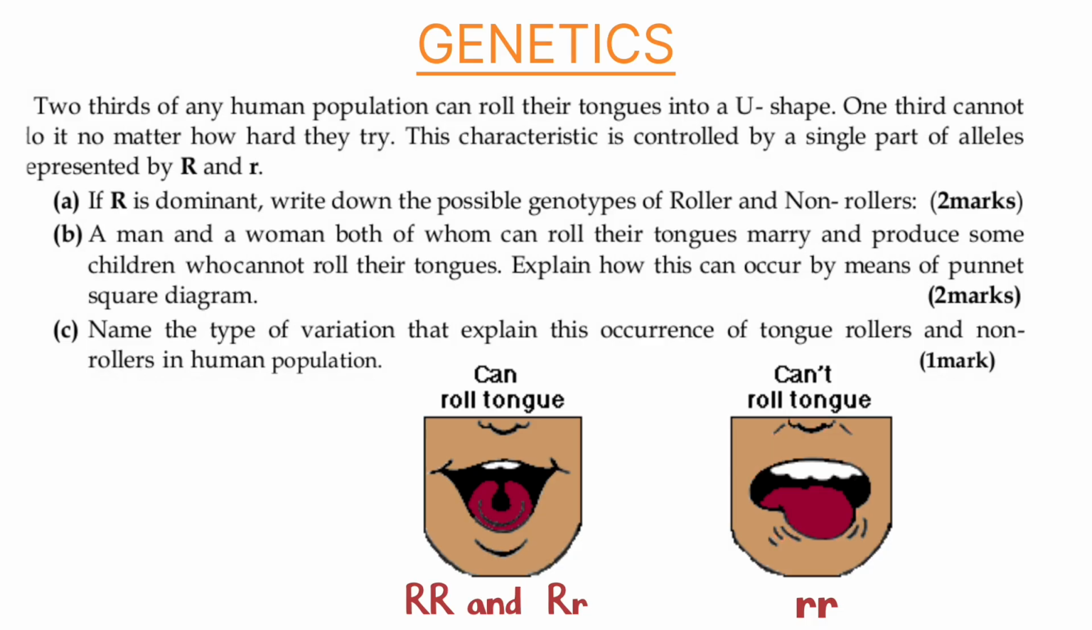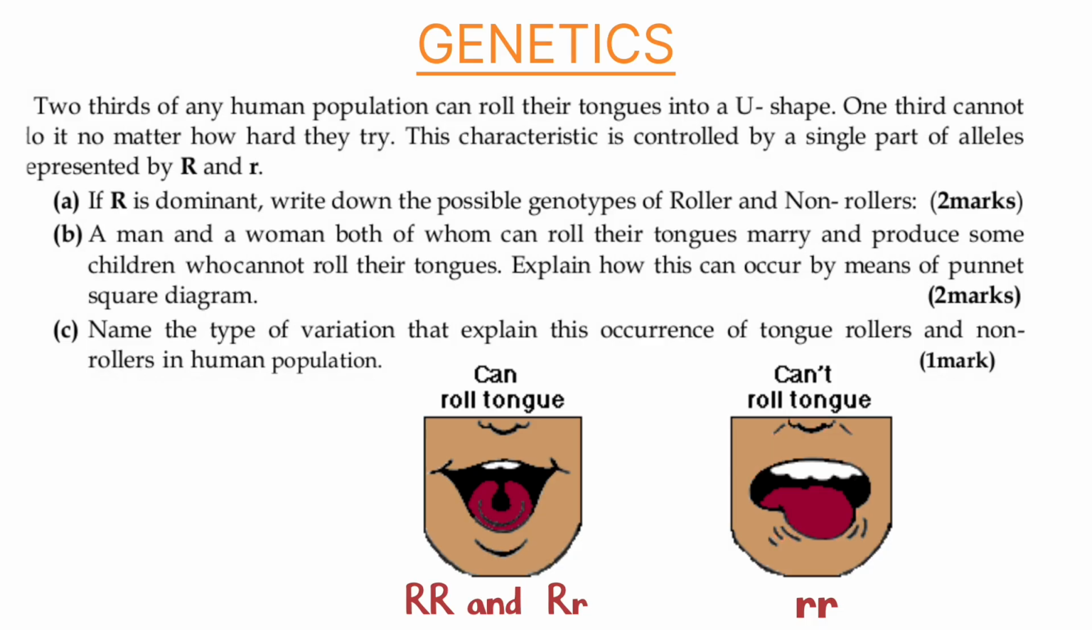Okay. So let's continue. Actually, let's answer the question. Write down the possible genotypes of roller and non-rollers. So we have 3 possibilities, okay? Possibility number 1 is individuals with the genotype RR, 2 capital R's. These are going to be able to roll their tongue, okay? They are referred to as homozygous dominant. Dominant because they have the dominant alleles, and homozygous because the 2 alleles are identical.